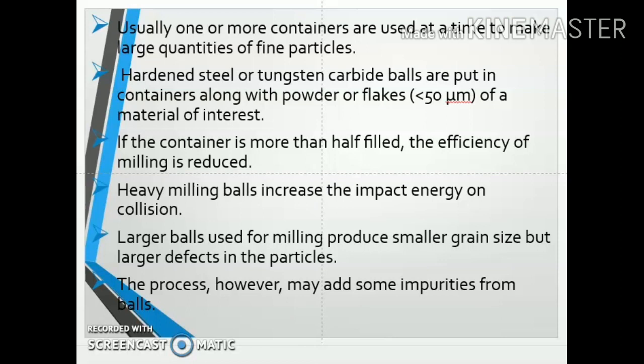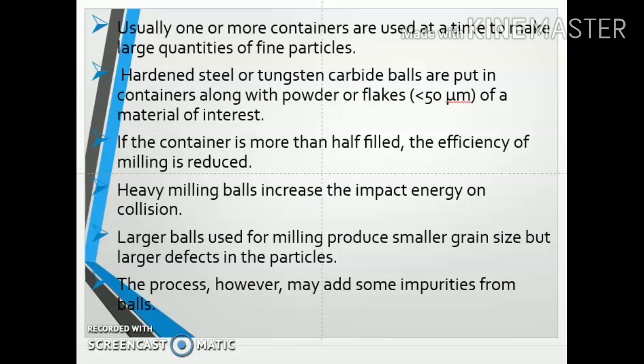These balls, along with the powder or flakes that may be in the range of less than 50 micrometers, of the material of interest. If the container is more than half filled, the efficiency of high energy ball milling can be reduced. So it is advised to keep the container less than half filled. Less than half of the container can hold material, as I already mentioned about the ratio of the number of balls to the material.